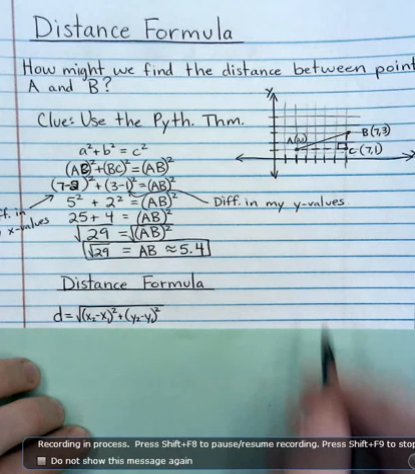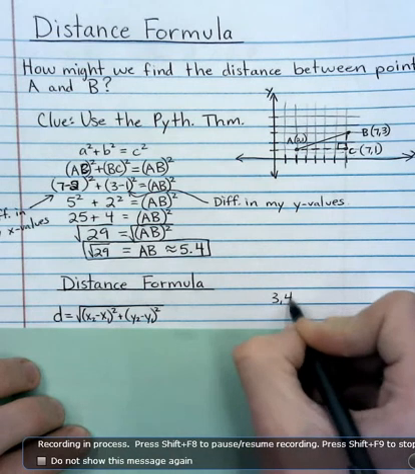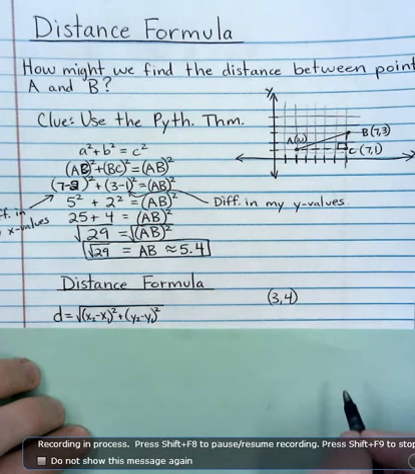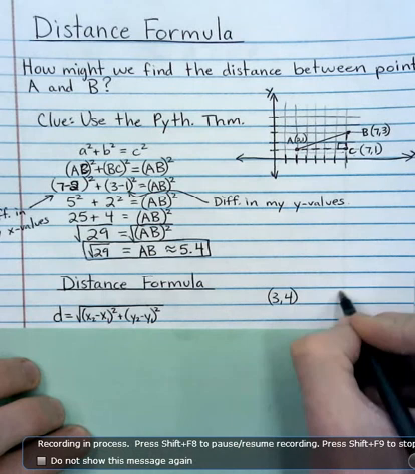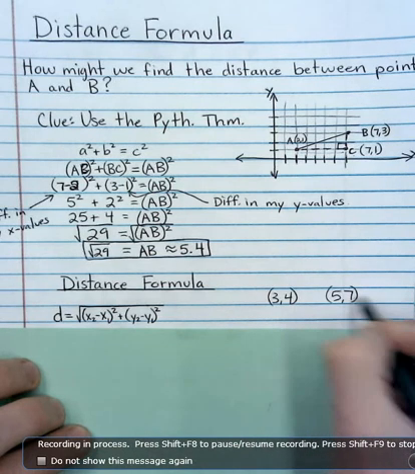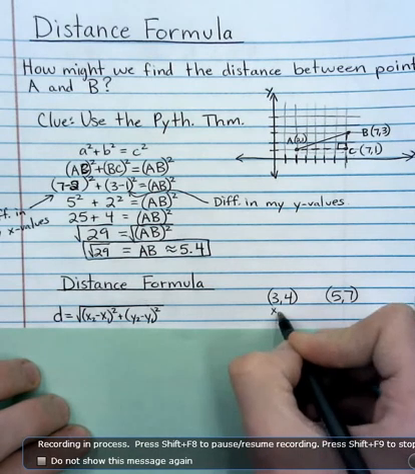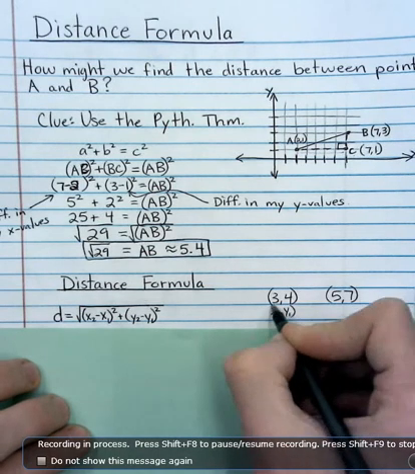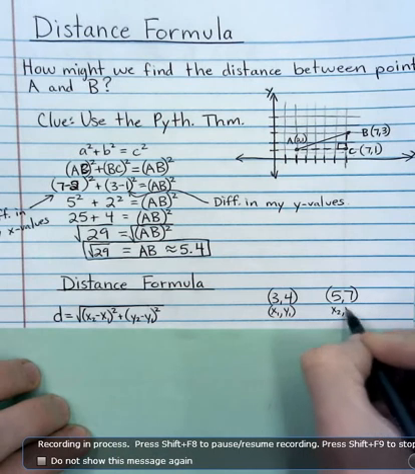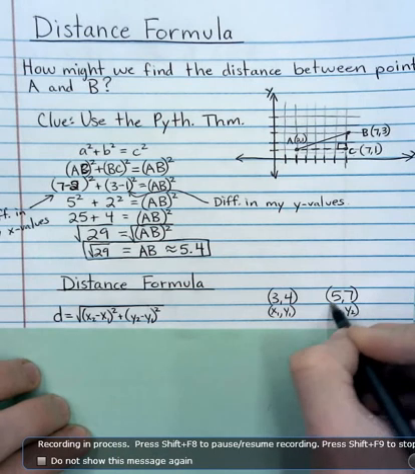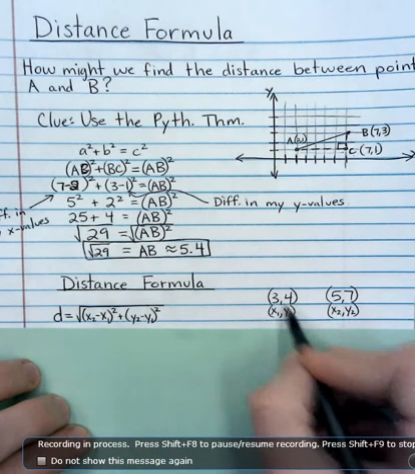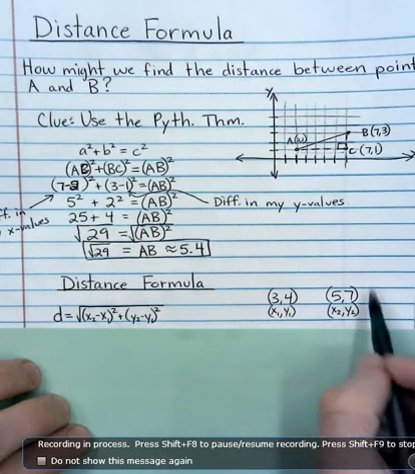Just like (3, 4) is a point, and (5, 7) is a point. If we wanted to find the distance between those 2 points, we would say that this point is x1, y1, and this point is x2, y2. The 1 just means this is the first point, and the 2's mean that this is the second point.